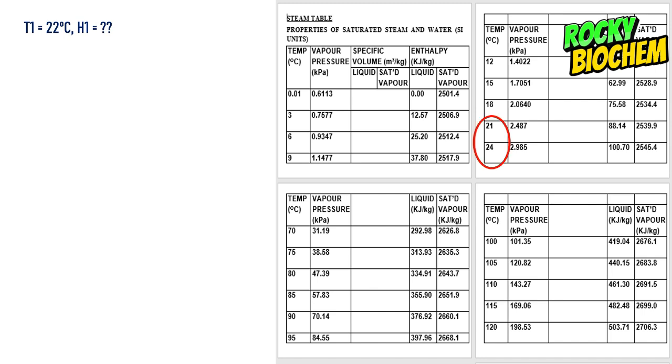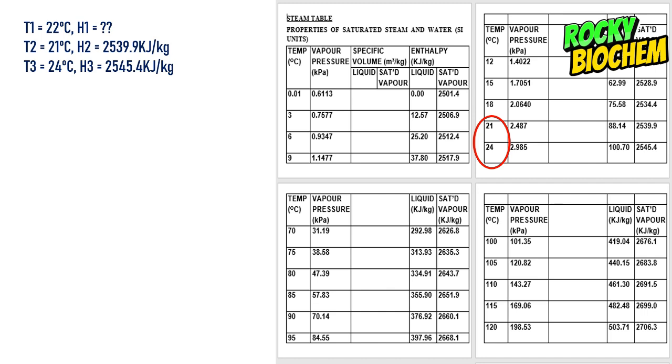We can see that 22 degrees Celsius is found in between 21 and 24. We can't directly get 22 from the steam table, but we have 21 and 24. So we can make, let's say, 21 the T2 and 24 our T3. You don't necessarily have to make the one in the middle always T2 and the one on top T1. You can do it any way, but just pay close attention so that you won't mix things up.